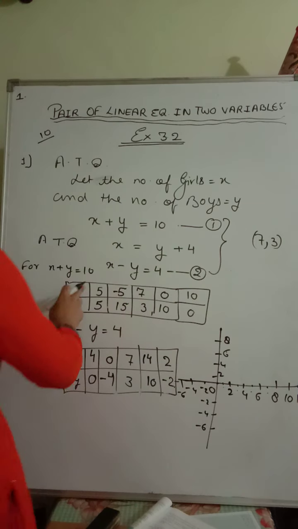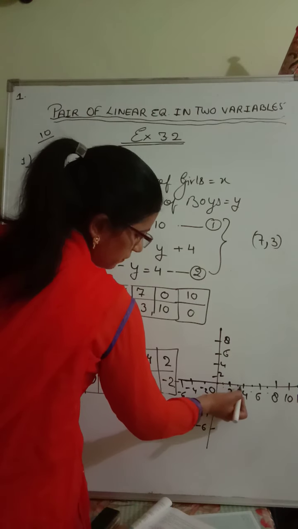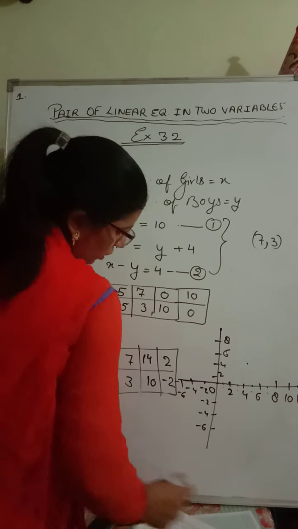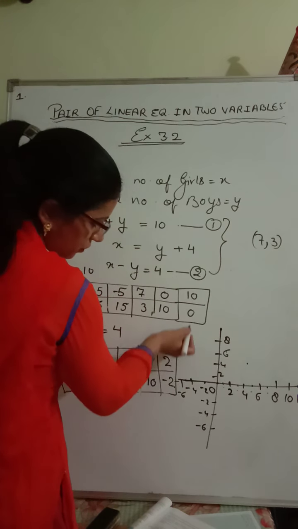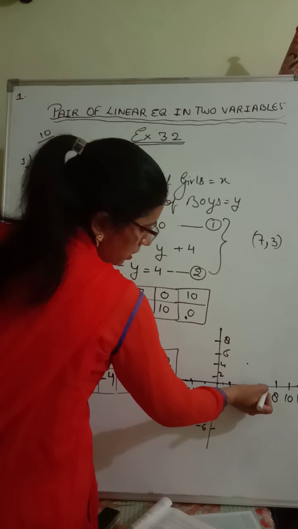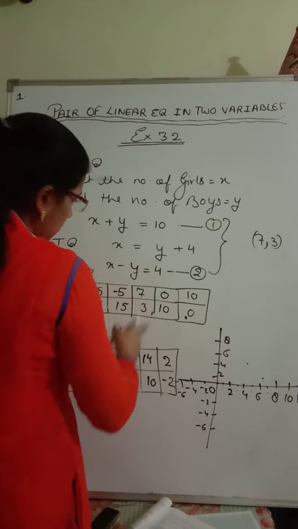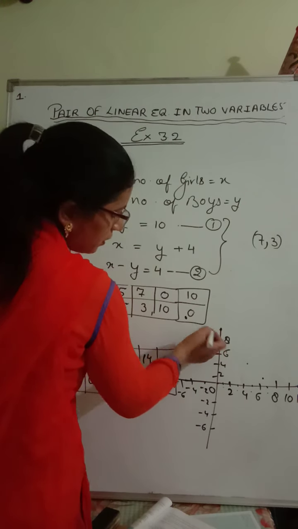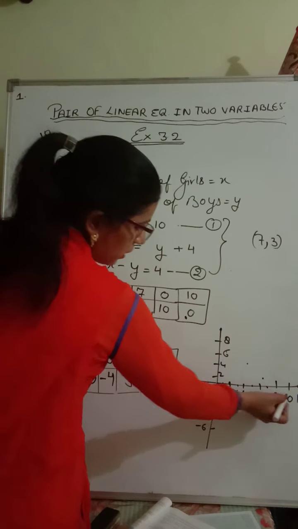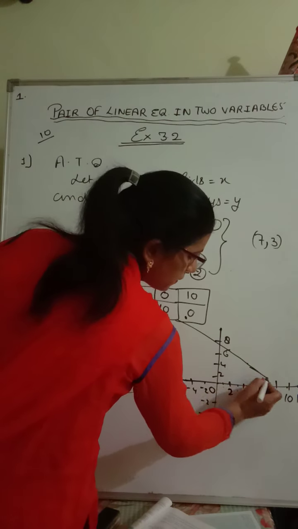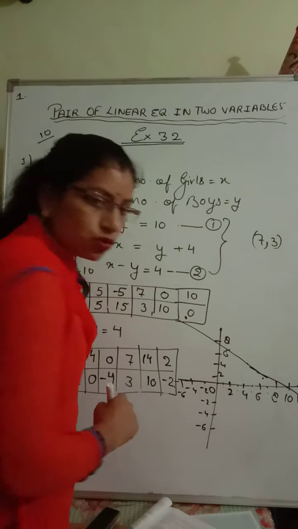So keep the values for the first equation: 5, 5 will come somewhere here. Minus 5, 15 will come somewhere here. 7, 3 will come somewhere here. And 0, 10, x is 0, y is 10, will come somewhere here. And 10, 0 will come somewhere. So the line will come like this. 10, 0, it will pass through this.